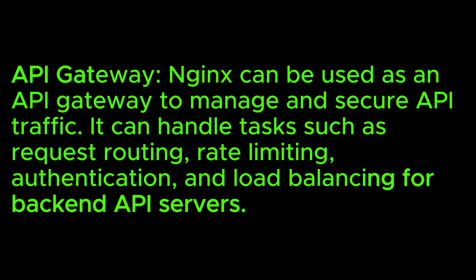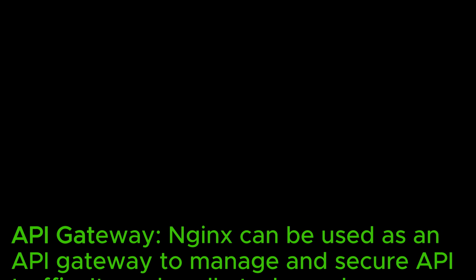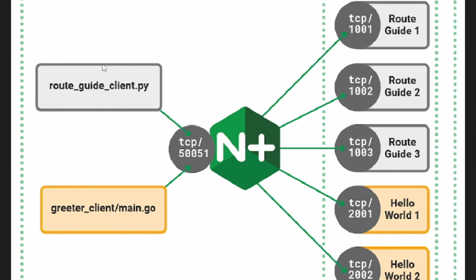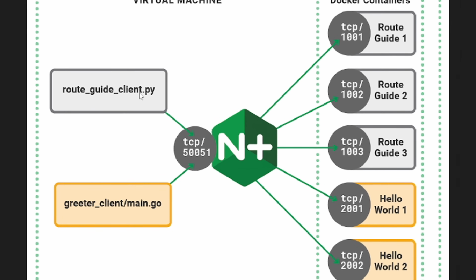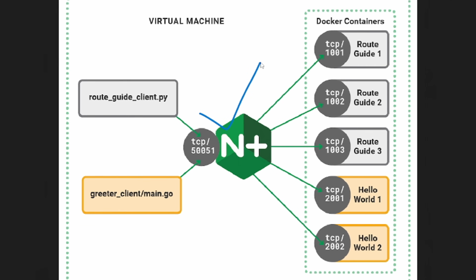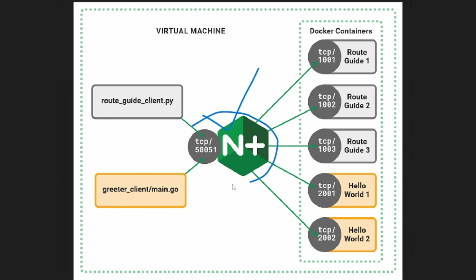Let me show you how an API gateway works in this diagram. You can see we have one application or service in Python and another in Go, but we have configured Nginx as an API gateway. Any request from Python or from Go, these are the applications, it can be any client, landing on this API gateway, which is Nginx, it will decide.